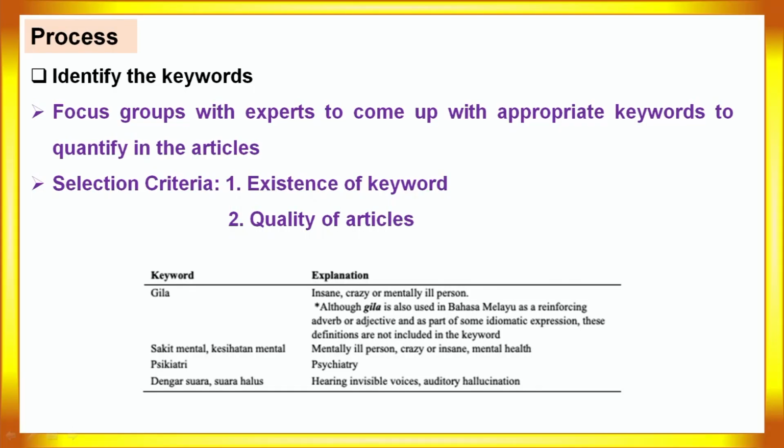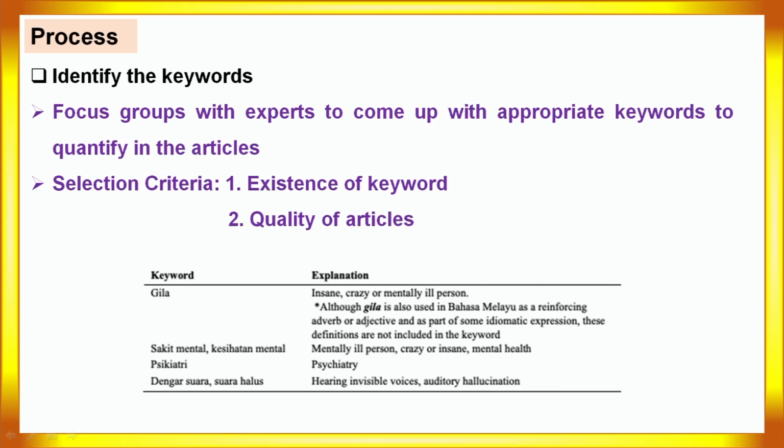Okay. So, if you take the summative content analysis, what will be the first step? The first step is to identify the keywords, because it starts with the identification of the keywords. And how do you identify the keywords? You can carry out a focus group interview with experts and come up with the appropriate keywords that you are trying to quantify in the articles.